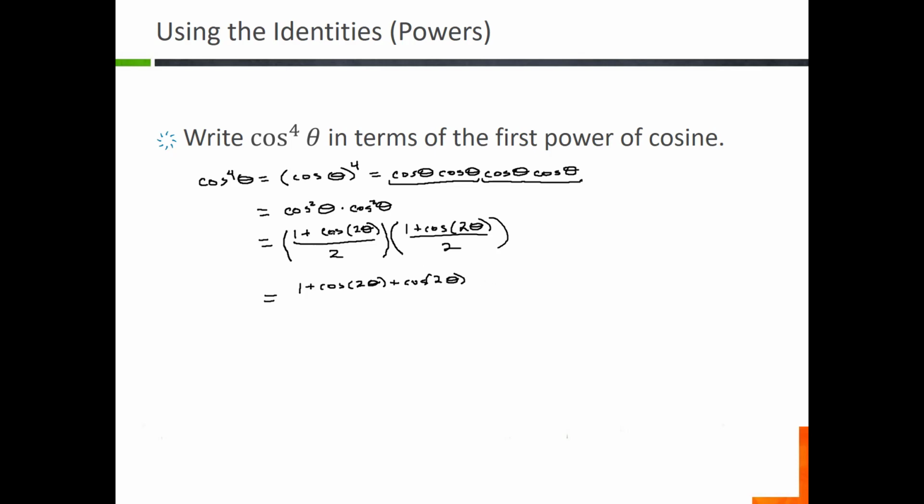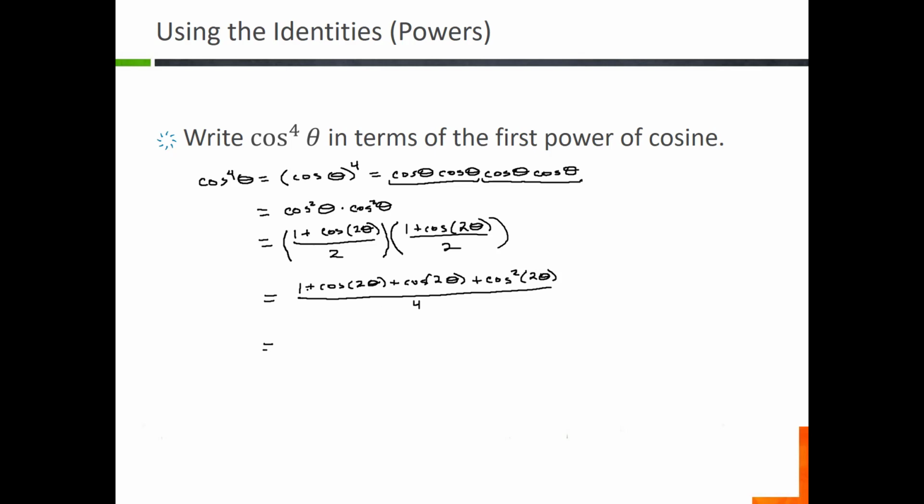And then we do the last, which is cosine of 2 theta times another cosine of 2 theta. When you multiply something by itself, it becomes squared. So we have the cosine of 2 theta squared. And again, this is all over a 4, which I'm going to rewrite in a minute, because I like having fractions instead of a big fraction like this.